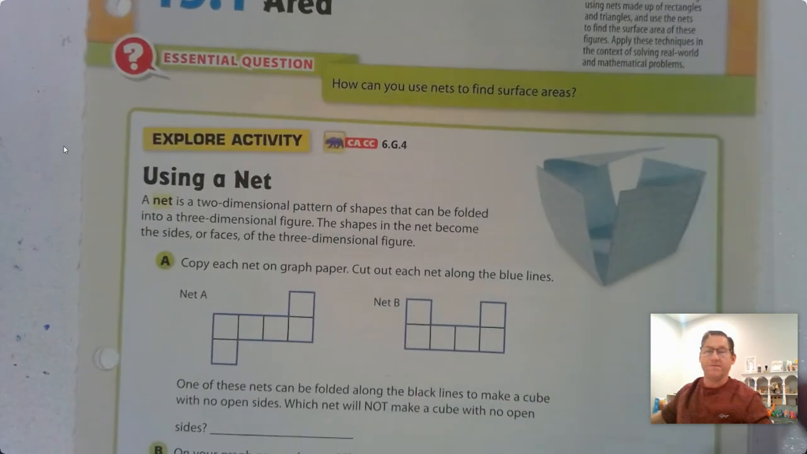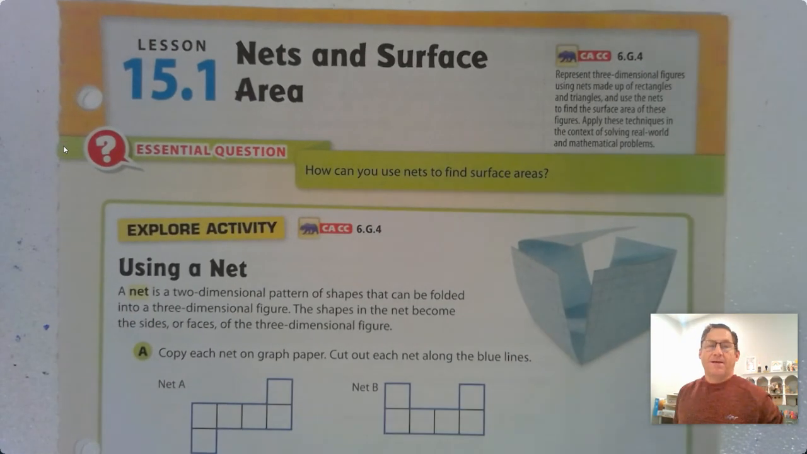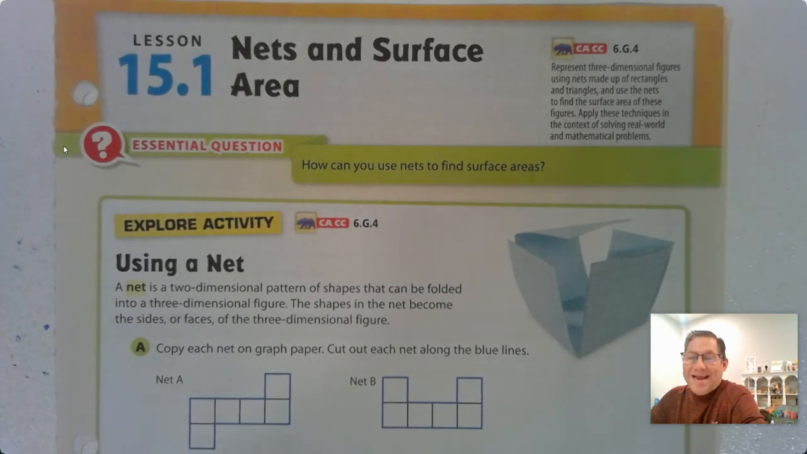Hello, everybody. In today's lesson, we're going to start Module 15, and we're going to work with finding volume and surface area. And specifically in Lesson 15.1, we're going to be working with what is known as nets and finding surface area using nets. So a net is basically just a two-dimensional representation of a prism or a pyramid.